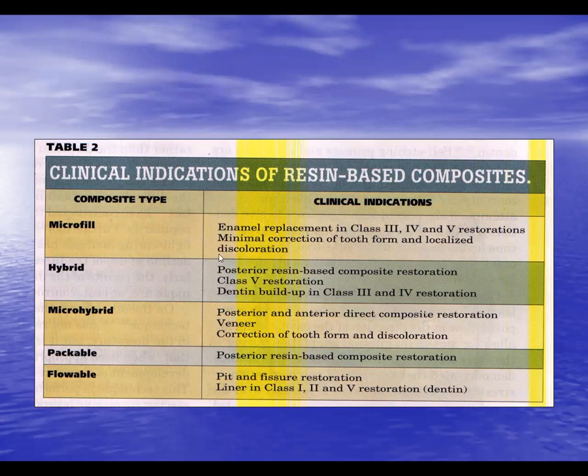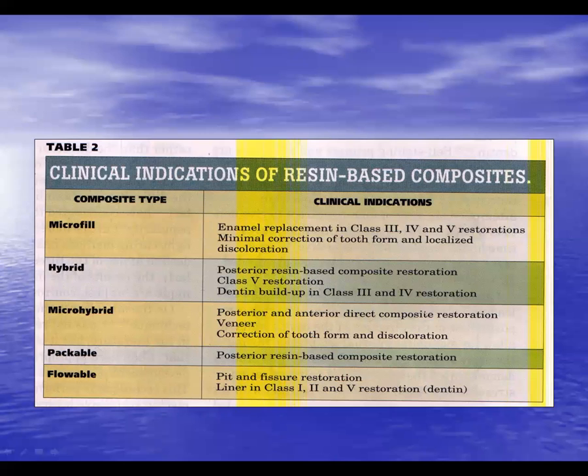So in microfill composite, where we can use microfill composites: in enamel replacement in class 3, class 4, and class 5 restoration, minimal correction of the tooth form, and localized discoloration. So where we have to correct minute defects in the tooth, at that time you can use the microfill composites.